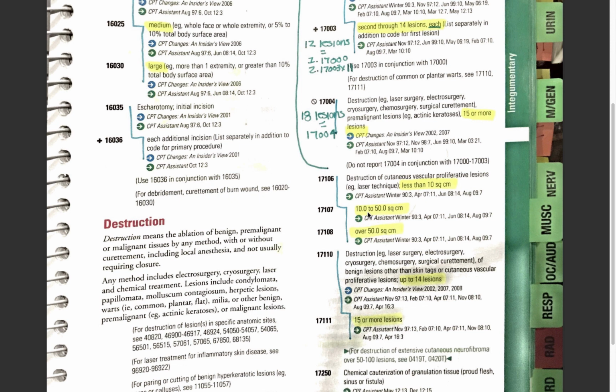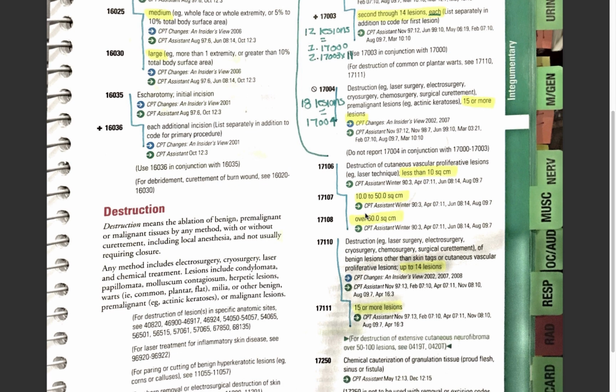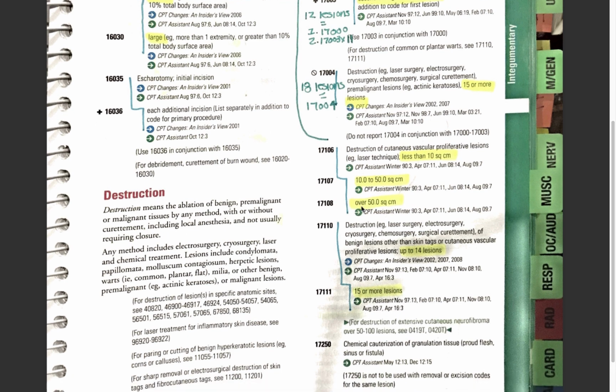The benign lesion destructions are coded with CPT codes 17106 through 17250. For cutaneous vascular proliferative lesions, you will code 17106 through 17108. For other benign lesions other than skin tags or vascular proliferative lesions, you will code 17110 and 17111. 17110 says up to 14 lesions. It does not say each in it. So if there are 10 lesions, you will just code 17110 one time.